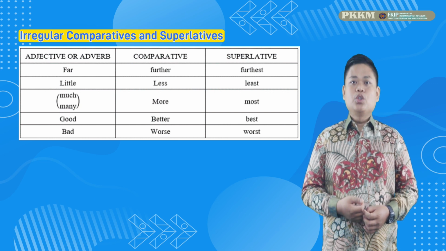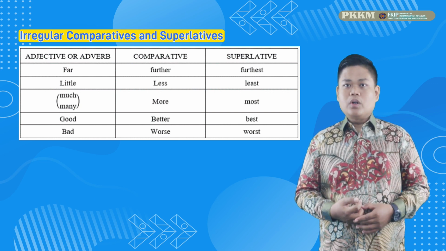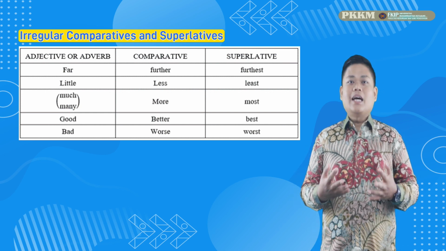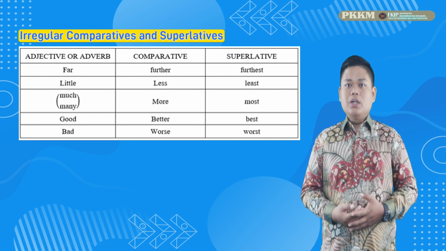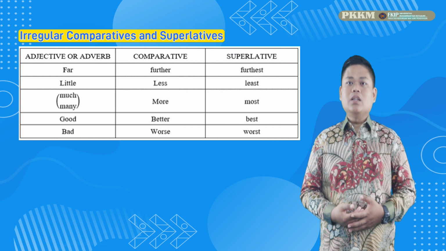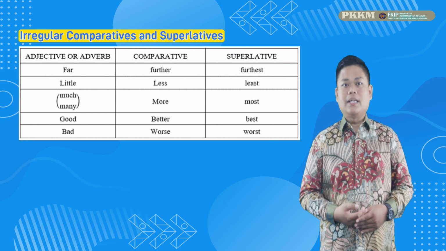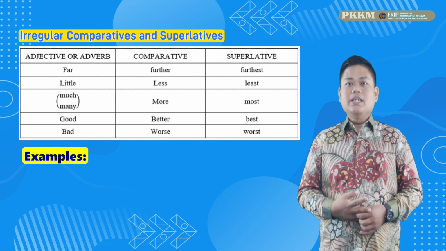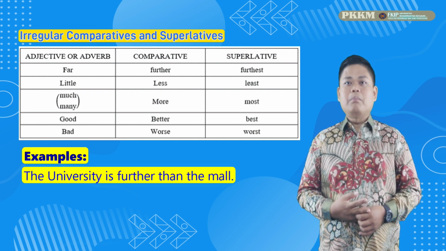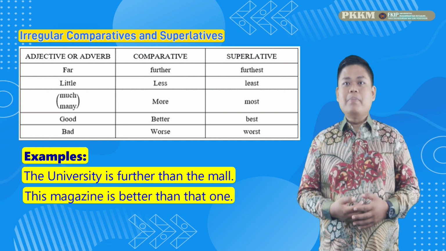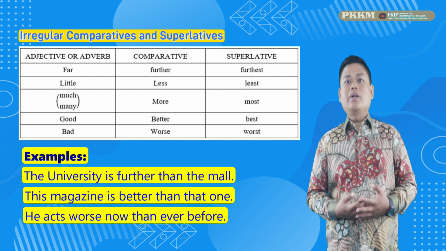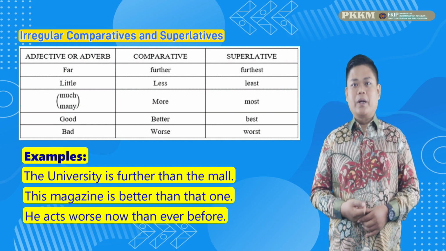The fourth one is good. We can use better for comparative and best for superlative. And the last one is bad. We use worse for comparative and worst for superlative. These are the examples. The university is further than the mall. The second one is this magazine is better than that one. And the last one is he acts worse now than ever before.